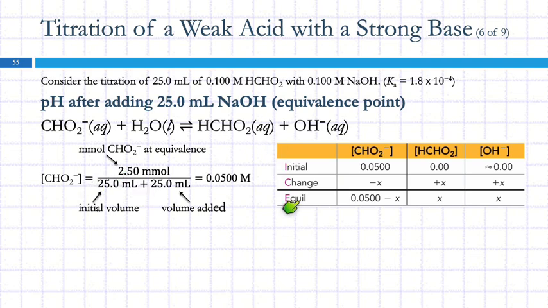And for the ice table, we need concentrations. So we have to divide by the new volume, which is the initial volume plus the volume added. So that gives us 50, and we get 0.0500 molar of the weak base. At this point, it's the same kind of calculation as from chapter 17. We say we'll start out with 0 of this and approximately 0 of that. This goes down minus x, these go up plus x. We add those together and we get expressions here for equilibrium.